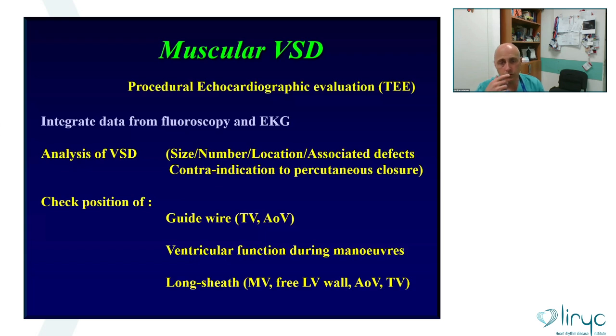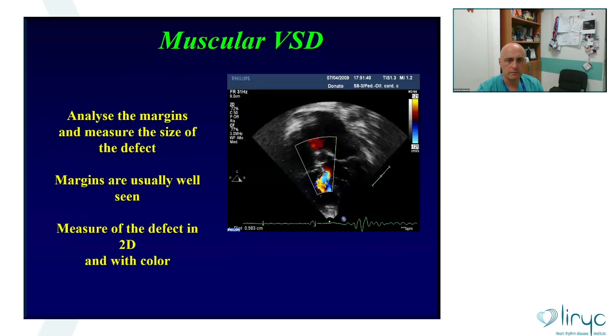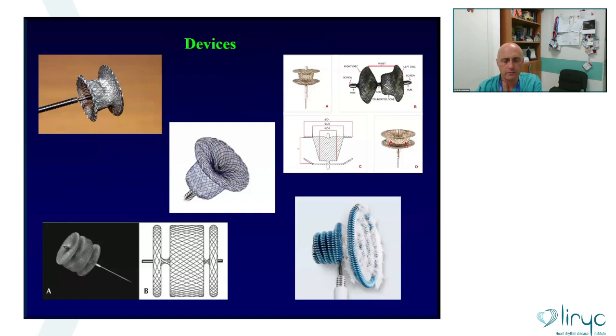We usually try to integrate data from echo with data from fluoroscopy, EKG, and I also like to sometimes balloon interrogate, or balloon size, or balloon check these VSDs, and we will see some of those cases. The margins and the size, in particular for muscular, are usually seen on 2D color. And let's come to the devices available which we may use to close the VSDs.